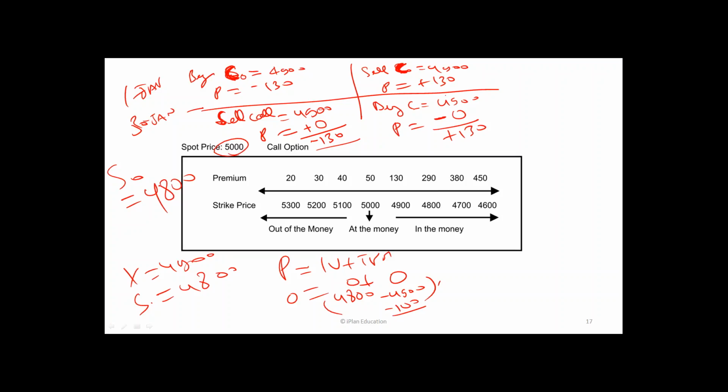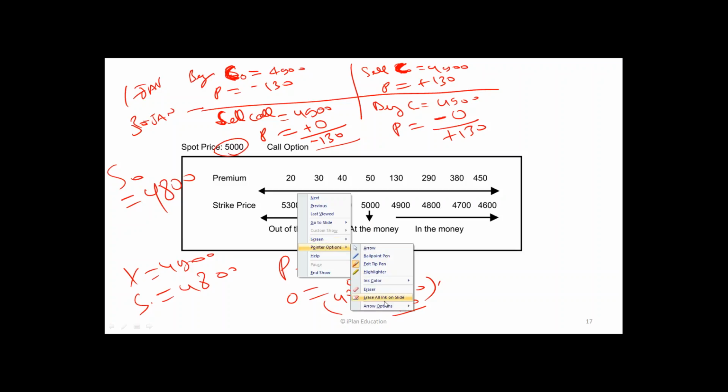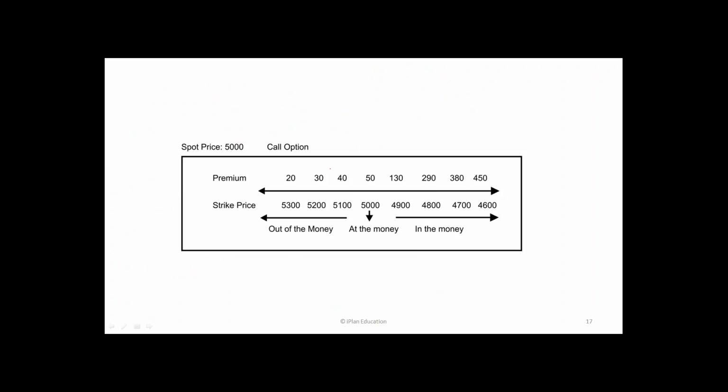Okay, now, so here we understood the concept of moneyness, strike price, spot price, premium, and what the components inside a premium are.